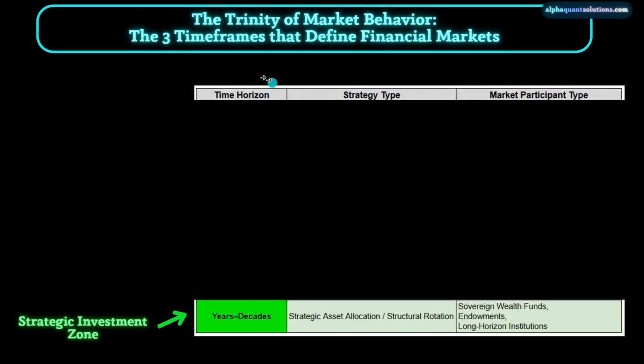Now to the far end of the time horizon. So now we are dealing with strategies that span time periods ranging from a few years to a few decades. And here we really find institutions like sovereign wealth funds, endowments, and long horizon retirement plans. Their capital is often allocated with decades long objectives in mind. For example, from generational wealth preservation to funding education or safeguarding national reserves.